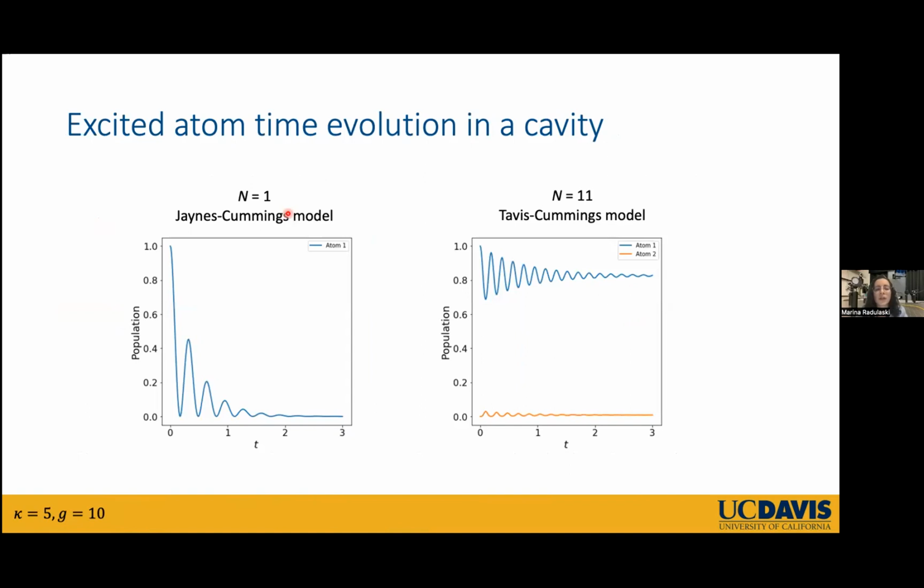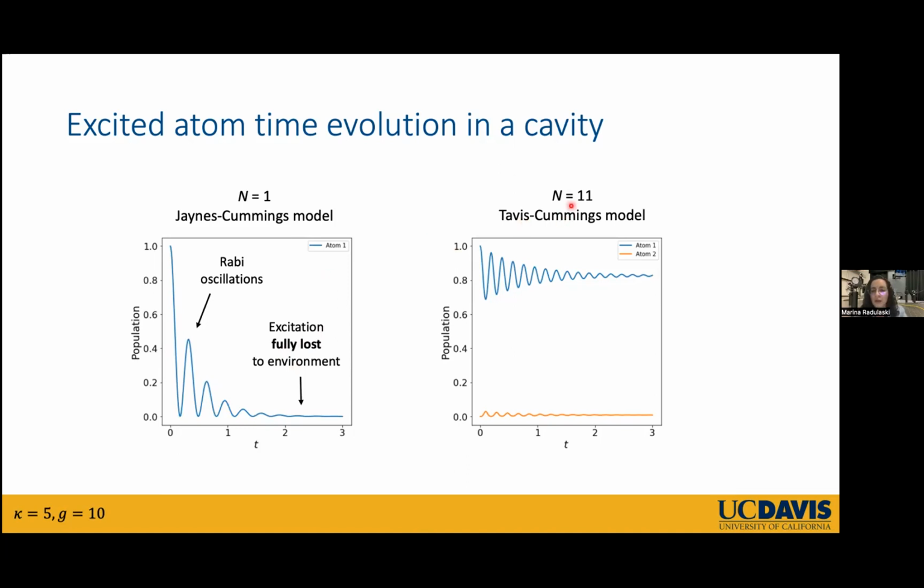So here we are looking at what happens if we have an excited atom and we let it evolve in time. In the case of the Jaynes-Cummings model, we see the Rabi oscillation. So basically our atom starts excited and then it exchanges energy with a cavity coherently, but the cavity is lossy, so we slowly lose that amplitude, and eventually the excitation is fully lost to the environment.